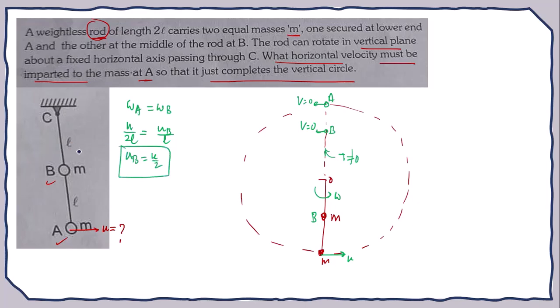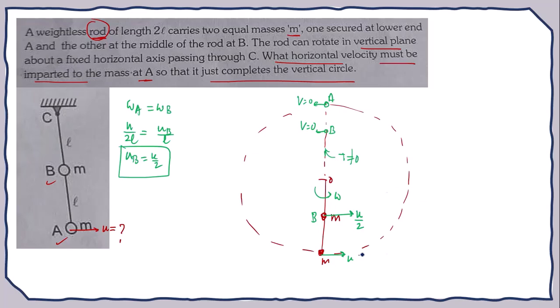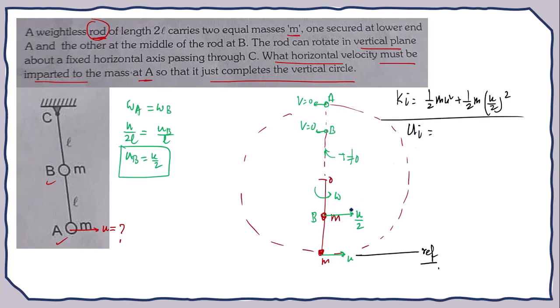So particle B is moving with a velocity of u by 2 and particle A is moving with a velocity of u. So now I can do the simple work energy theorem analysis, taking this as the reference line. With respect to the reference line, kinetic energy initial should be equal to half m u square plus half m into u by 2 whole square. Okay, so this is the kinetic energy initial. Similarly, potential energy initial: for the A body, there is no potential energy. Only the B body has potential energy. Now B body is at a height of L from this reference line, so the initial potential energy is equal to mgL.